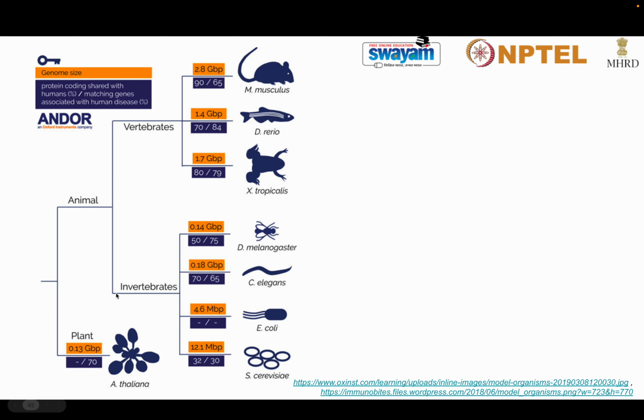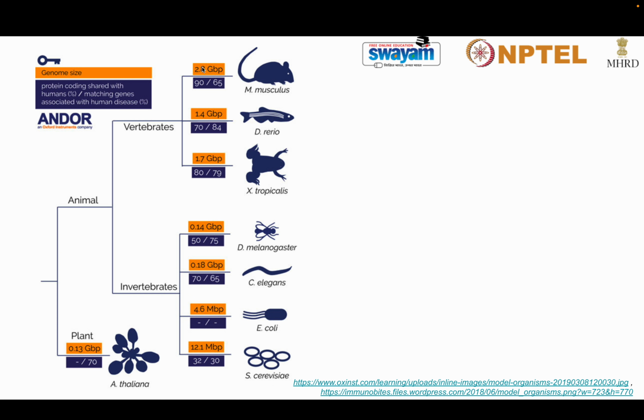So here I have provided the list of different model organisms which are being used. This one is in the plants, so that is Arabidopsis thaliana. This is in the animals, both vertebrates and invertebrates. So in vertebrates, the species which come are the Mus musculus, Danio rerio, and Xenopus tropicalis. Whereas in invertebrates, the model organisms which are present are Drosophila melanogaster, also known as fruit fly, C. elegans, E. coli, and Saccharomyces cerevisiae, which is the yeast.